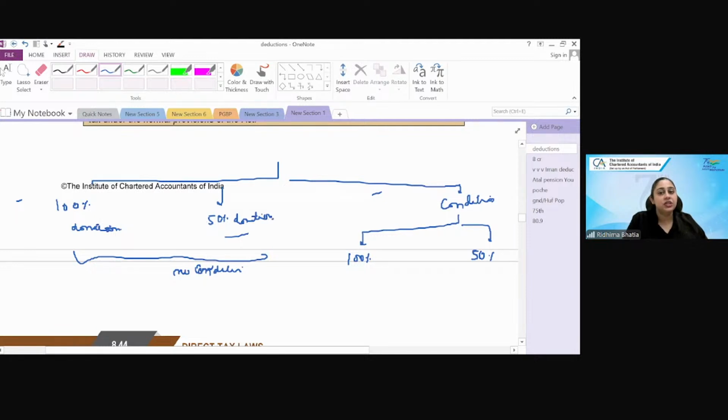Let's understand the condition. First of all, you have to calculate your adjusted gross total income. Whatever donation is there, its 100% actual contribution can be taken up to the adjusted gross total income. So the maximum donation in the 3rd and 4th category combined should be equal to the adjusted gross total income.